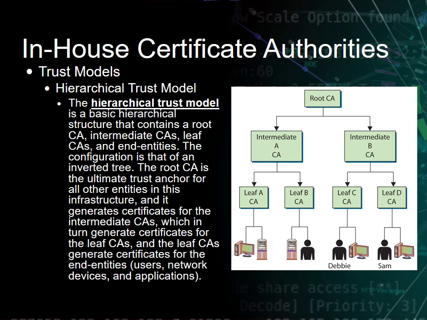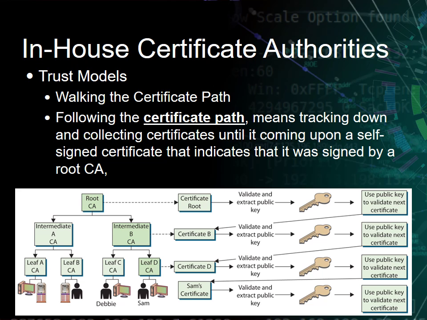The root certificate authority is the ultimate trust anchor for all other entities in the infrastructure, and it generates certificates for the intermediate certificate authorities, which in turn generate certificates for the leaf certificate authorities, and the leaf certificate authorities generate certificates for the end entities, that being users, network devices, and applications. With the hierarchical trust model, endpoints must be able to walk through the certificate path. In other words, following the certificate path means tracking down and collecting certificates until it comes upon a self-signed certificate that indicates that it was signed by a root certificate authority.